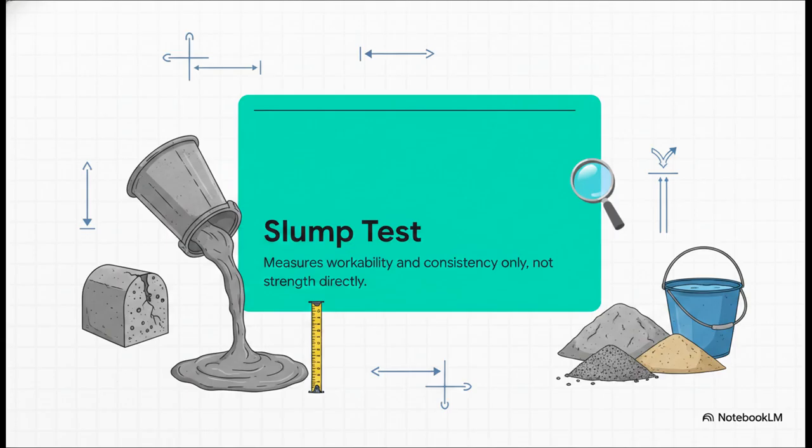In fact, a higher slump usually just means there's more water in the mix, and that practically guarantees lower structural strength. You can never confuse an easy pour with final structural strength.